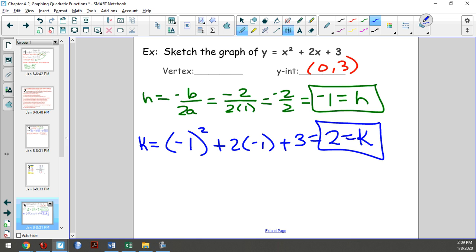So what is my vertex? -1, +2. And what can you conclude about that? Is it a maximum or a minimum? How do we determine that? I look at my A value. My A value in this example is positive, which means it is opening up, creating a minimum.